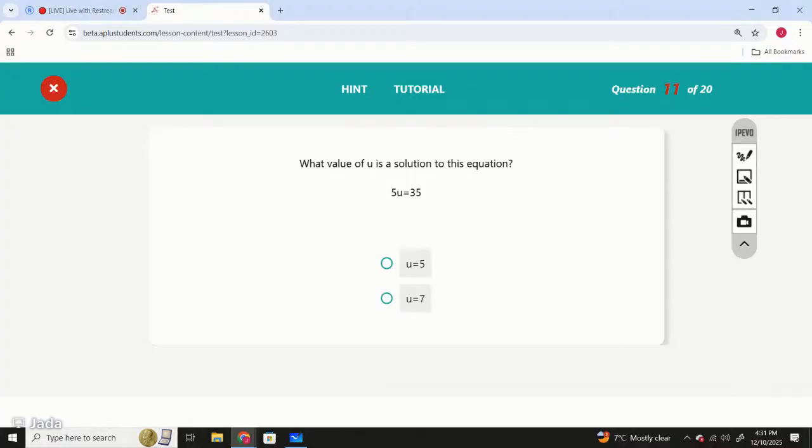What value of u is a solution to this equation? 7u is equal to 35. So which is the correct option? That is option number 2 is the correct option, u equals 5.